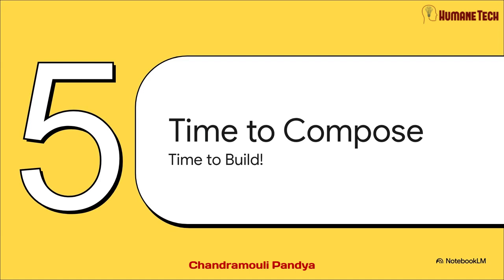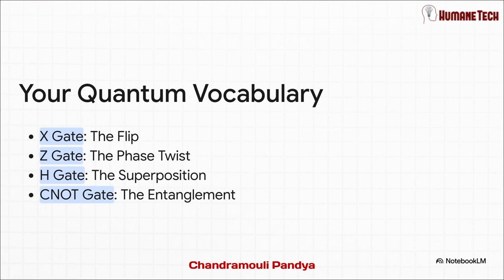So there you have it. You have the tools now, you understand the soloists, the duets, and you know how to read the sheet music. It's your turn. It's time to be the composer. Think of this as your new creative toolkit. You have gates to flip states, to twist their phase, to create the incredible magic of superposition, and to entangle qubits together. With just these 4 moves, you've got the fundamental building blocks to start composing.